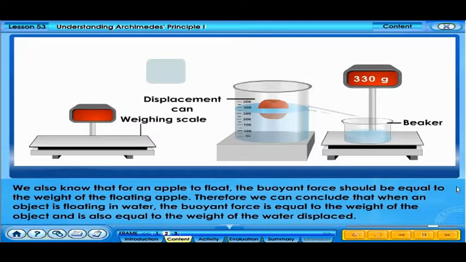We also know that for an apple to float, the buoyant force should be equal to the weight of the floating apple. Therefore, we can conclude that when an object is floating in water, the buoyant force is equal to the weight of the object and is also equal to the weight of the water displaced.